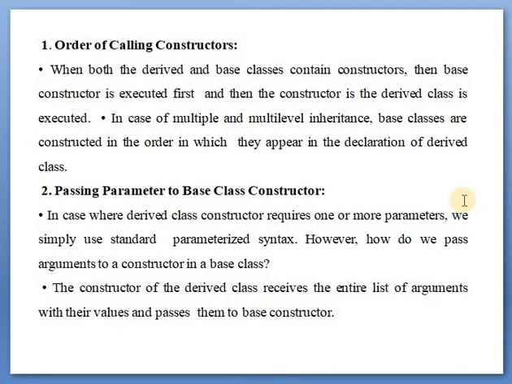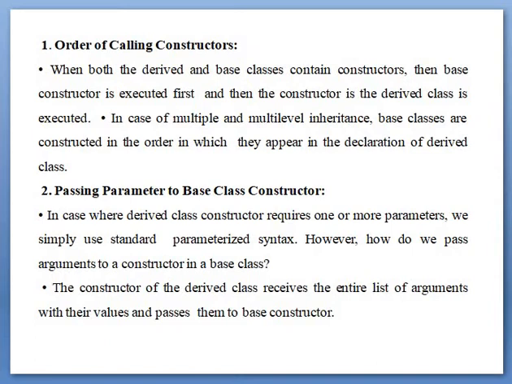So there are two main points. The first is the order of calling constructors, meaning which constructor is called first and which later, and the second is passing parameters to the base class constructor. First, we will see the order of calling constructors. When both the derived and base classes contain constructors, the base class constructor is executed first, and then the constructor in the derived class is executed.